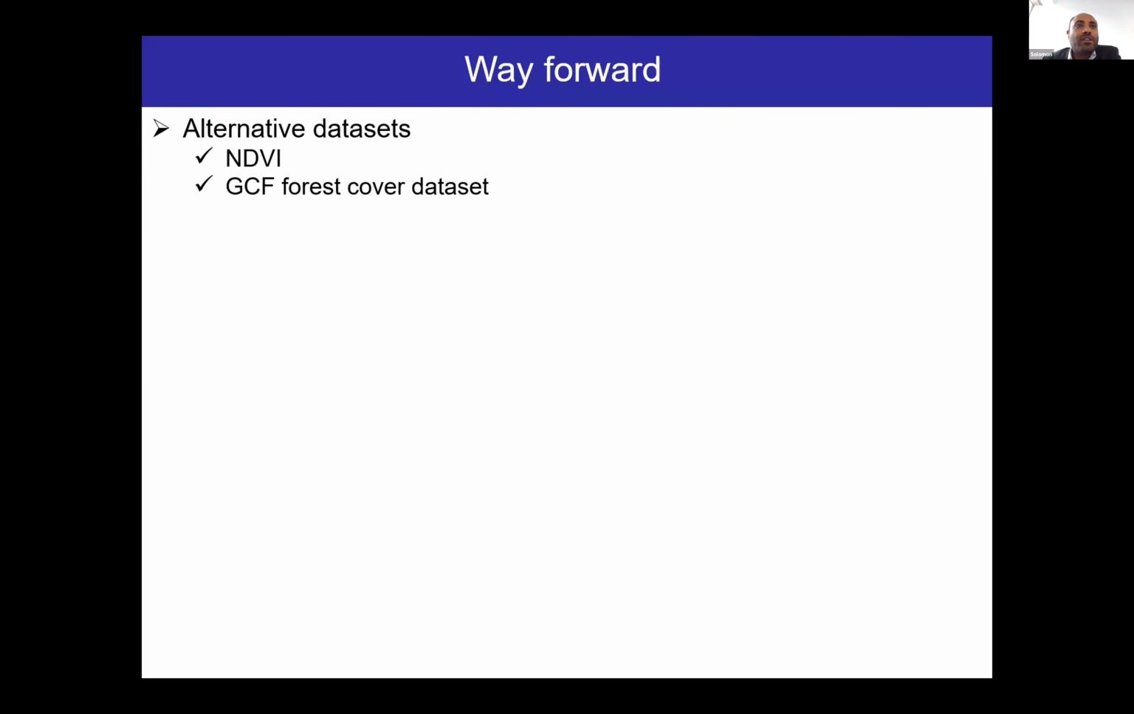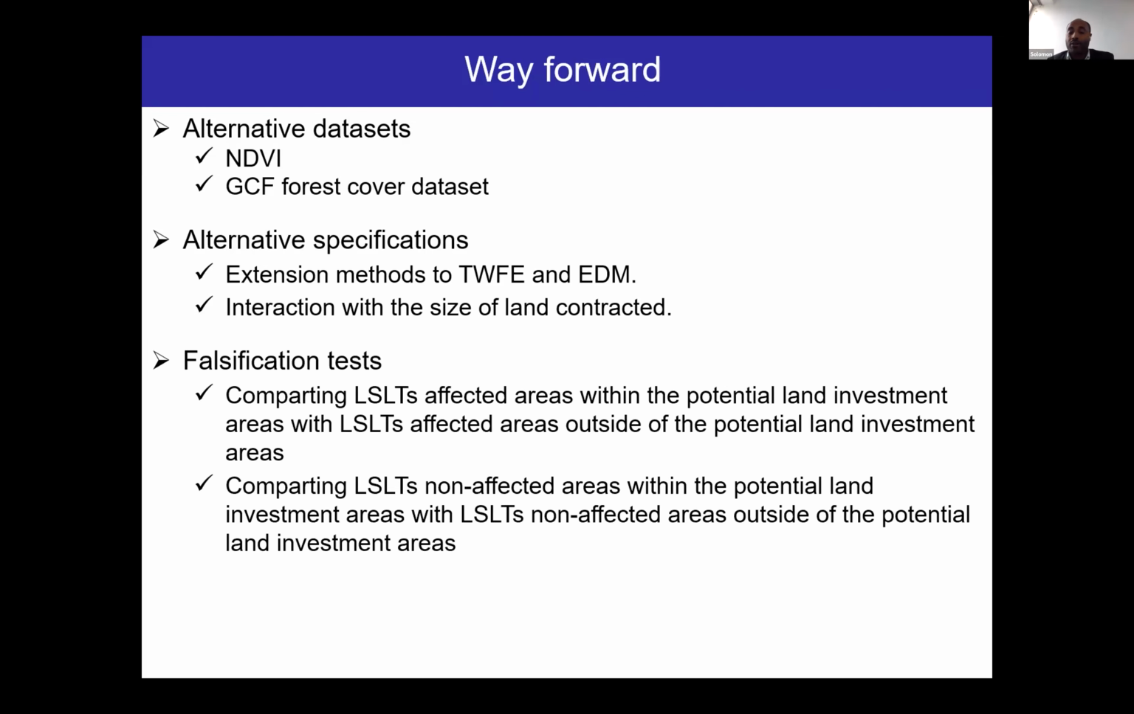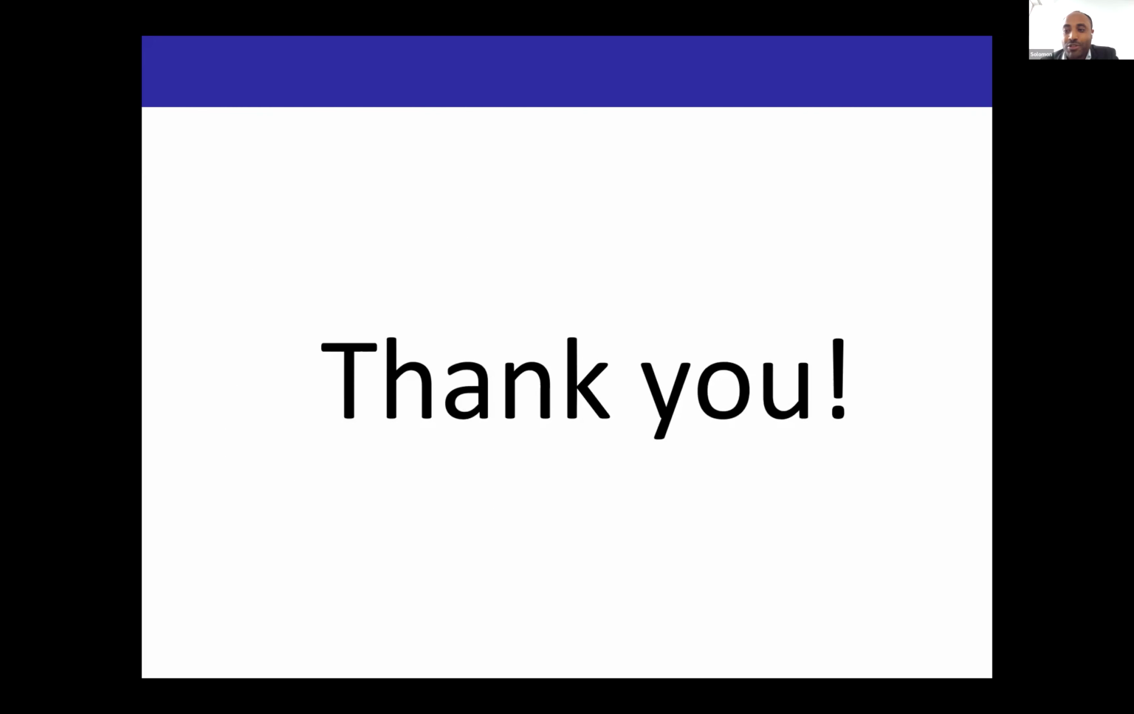We use alternative data sets to see the robustness of our results. We also use alternative specifications by using different models, and we try different falsification tests, to show that our result is valid when we try different kinds of specifications of our treatment and control groups. We will also further explore the context by qualitative approaches. Thank you very much. Let me stop here and take any questions.